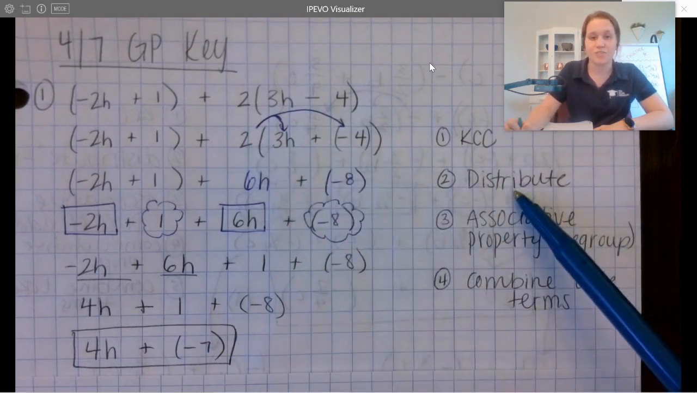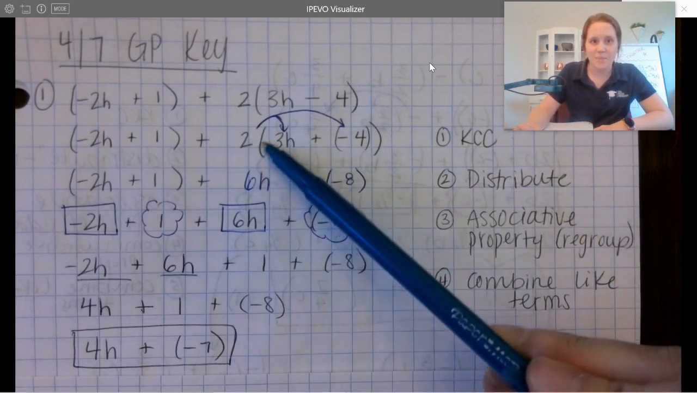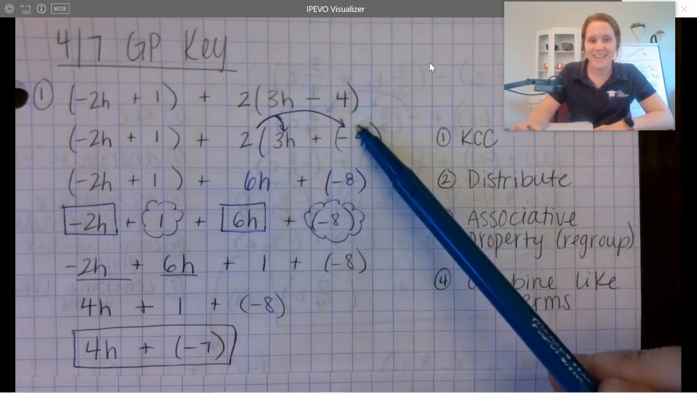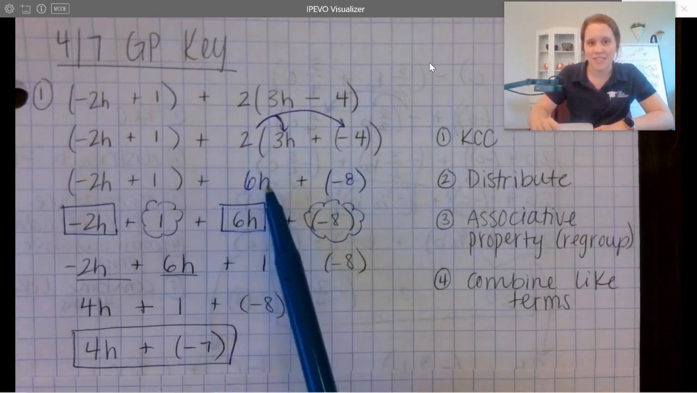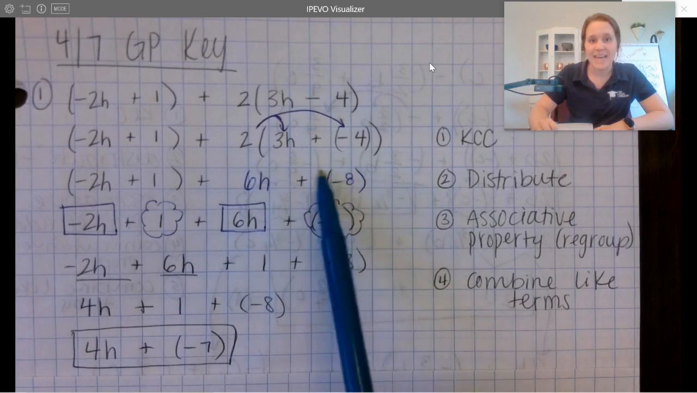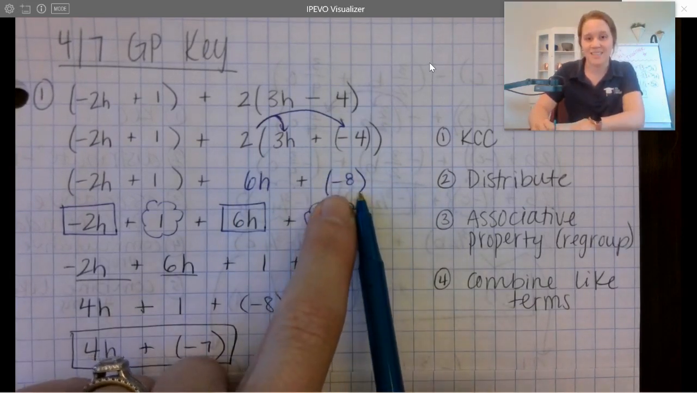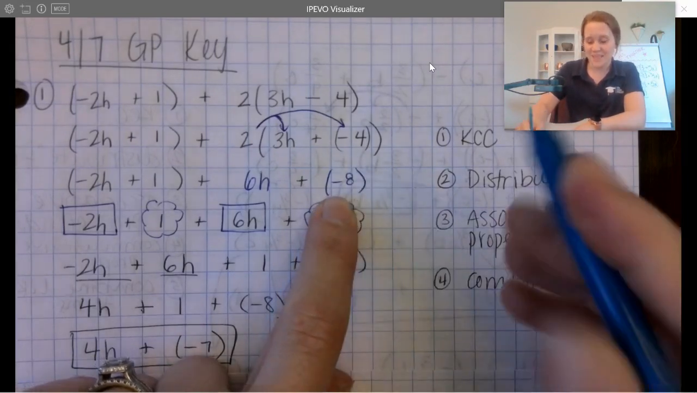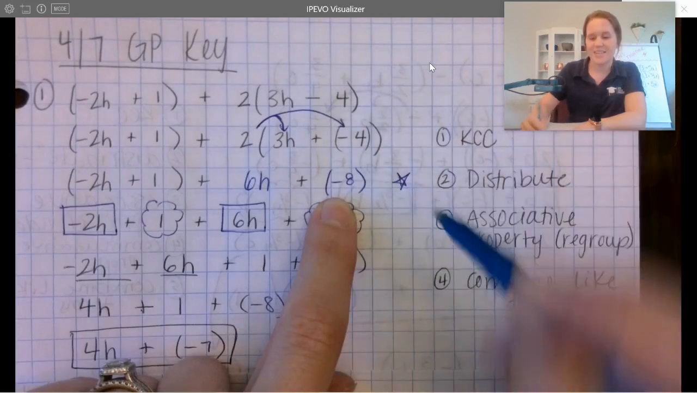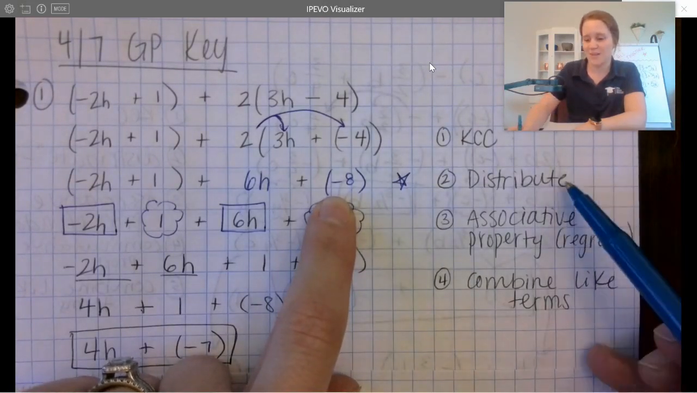Then you need to use the distributive property as we practiced. Go ahead and check on your paper. Did you draw in your arrows? And when you distributed, this second half of your expression should say 6h plus negative 8. Go ahead and put your finger or your pencil on that negative 8. Did you remember to change negative 4 into negative 8? If you did, go ahead and put a star on your paper. Nice job on that step. You were able to use the distributive property correctly.